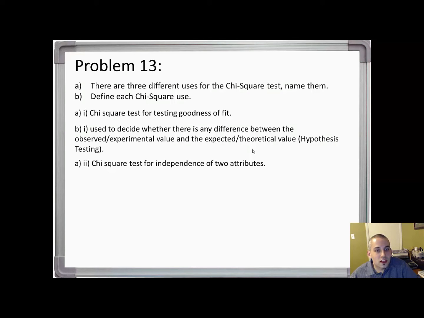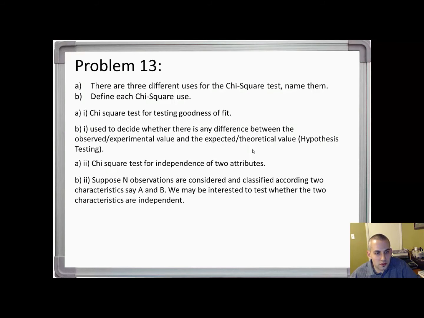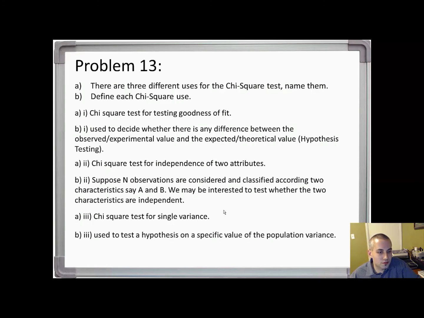The second use, chi-square test for independence of two attributes. Suppose, as an example, we have n observations considered and classified according to two characteristics, like say A and B. We may be interested to test whether the two characteristics are independent. The third use for chi-square test is for single variance. This is used to test a hypothesis on a specific value of the population variance. But since chi-square test for testing goodness of fit is the most popular, I'll run through an example.